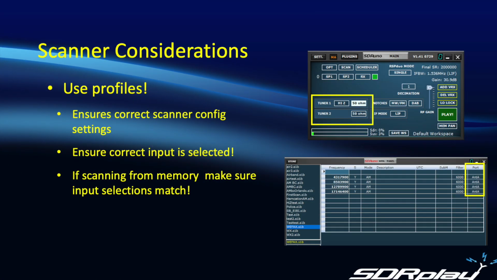So when you're programming the scanner in the scheduler, there's a few things to take account of. Above all, use profiles. It should be obvious by now that profiles are an inherent part of the scheduler, and make sure that the conditions are correct when events occur. Also, make sure you've selected the correct input. This is especially true if you have multiple input devices like the RSP Duo or the RSP DX. And then finally, if you want to scan from memory, you must also take into account the port selection that's shown in the memory control panel and make sure that matches.